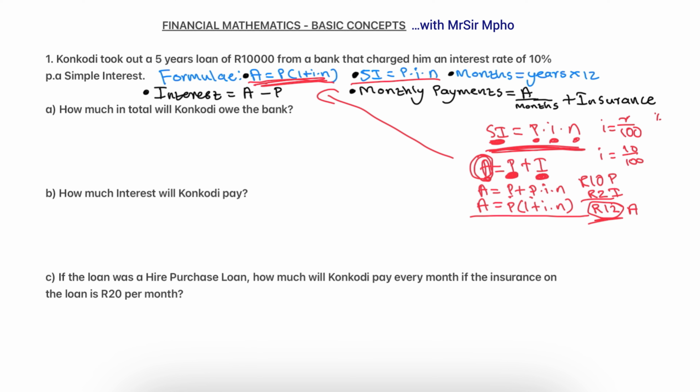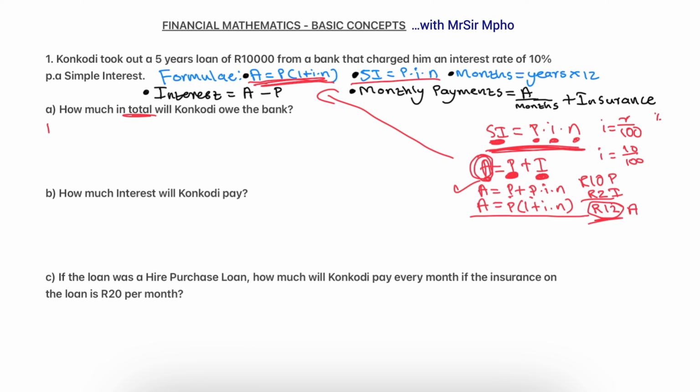They say Konkodi took out a 5 years loan of 10,000 Rand from a bank that charged him an interest rate of 10% per annum simple interest. Question A. How much in total will Konkodi owe the bank? They said total, which means they're looking for A. So I'm just going to go straight to it, guys.